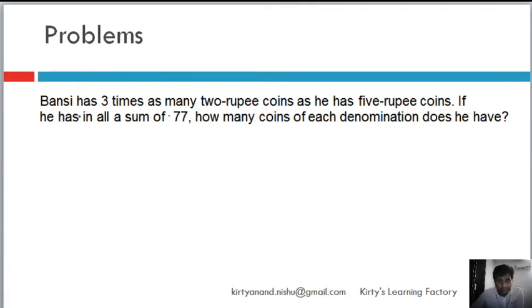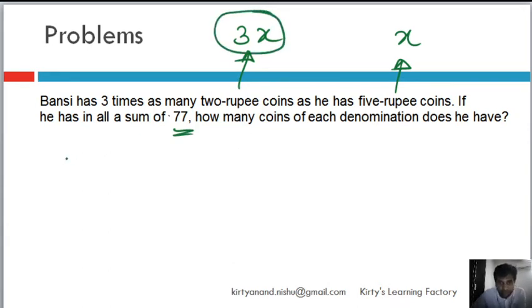Let's see. Bansi has 3 times as many 2 rupee coins as he has 5 rupee coins. So one thing is clear, that Bansi has 2 rupee coins and 5 rupee coins. Now let's say he has x number of 5 rupee coins. Therefore he has 3 times this number of 2 rupee coins, so his 2 rupee coins are 3x, right? And in total he has 77 rupees, right?